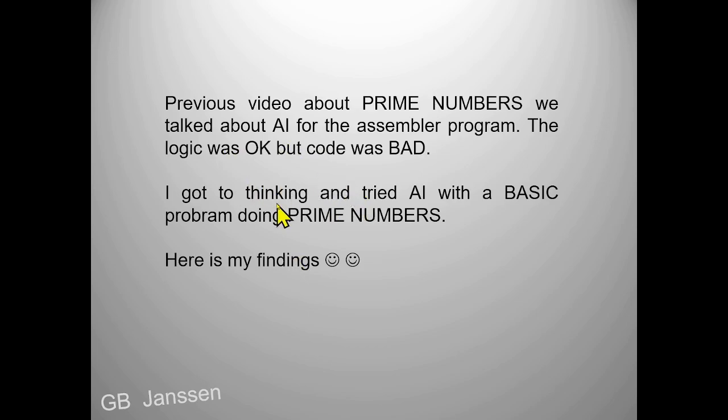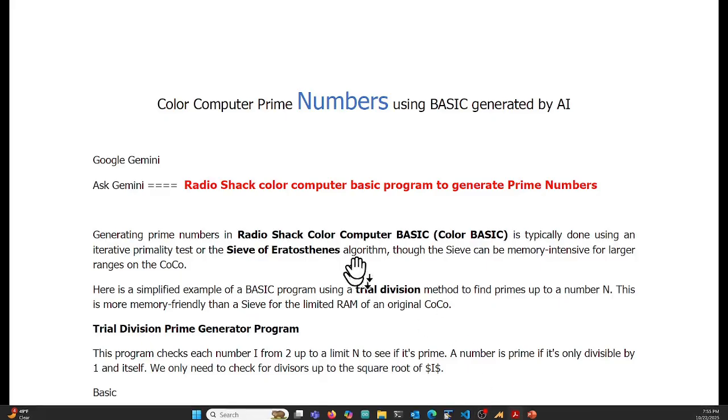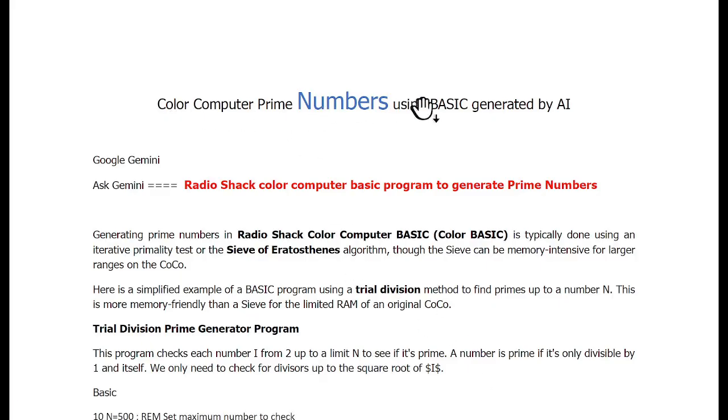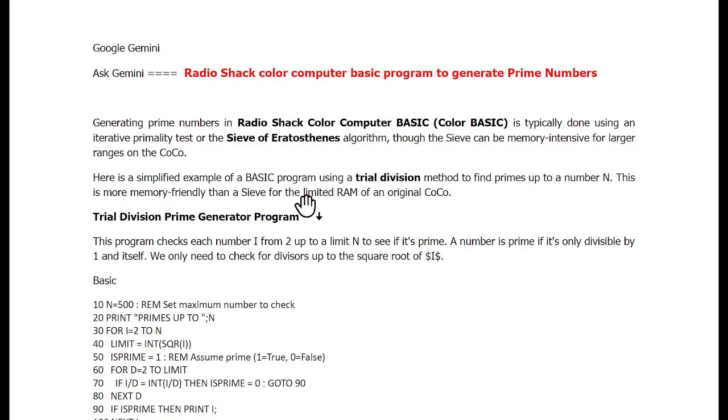And I got to thinking, what if I could try AI with a BASIC program for the Color Computer doing prime numbers? And here's what I found out. Okay, Color Computer prime numbers using BASIC generated by AI. I used Google Gemini as my artificial intelligence. I asked Gemini, and this is exactly what I typed in: Radio Shack Color Computer BASIC program to generate prime numbers. And everything below that line is what I got back.